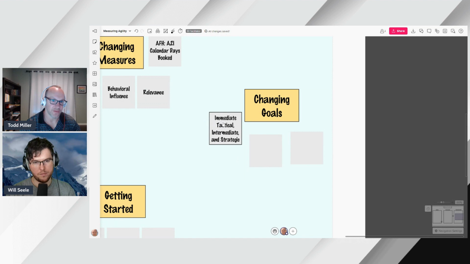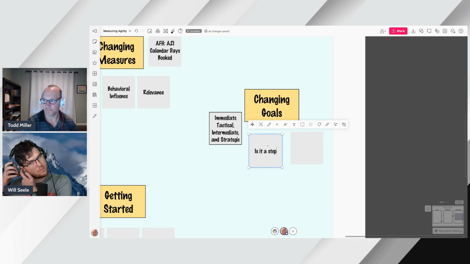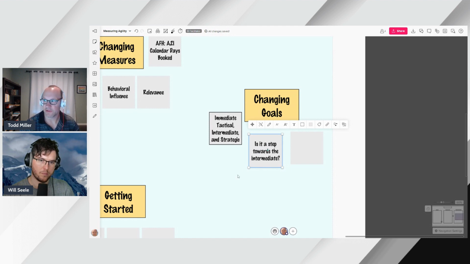So how do we know? With immediate tactical, we'll always question: is it a step towards the intermediate? I think that's a good question to ask. But the caveat is that the intermediate goal needs to be a good goal, right?